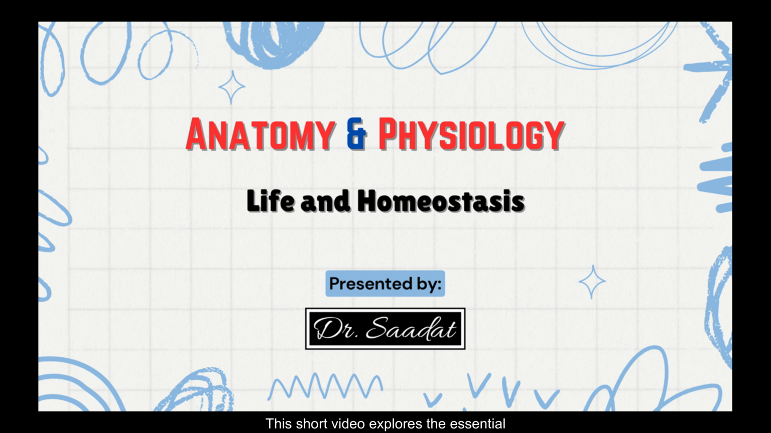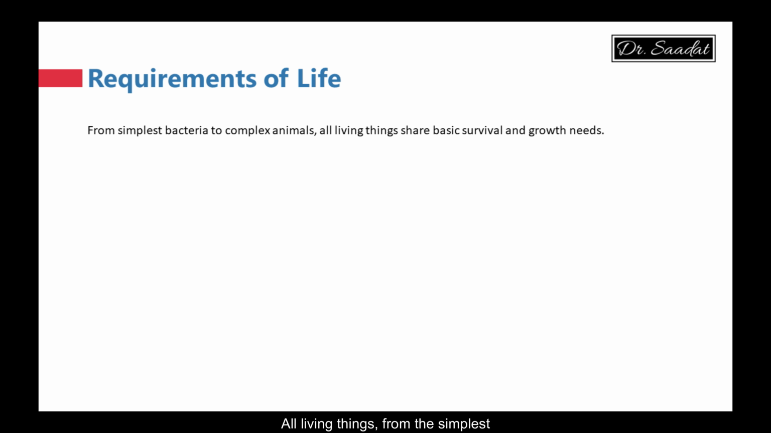This short video explores the essential requirements of life, the defining characteristics of life, and the remarkable process of homeostasis. All living things, from the simplest bacteria to the most complex animals, share certain basic needs for survival and growth. These essential requirements are the foundation for life and allow organisms to function, reproduce, and adapt to their environment.